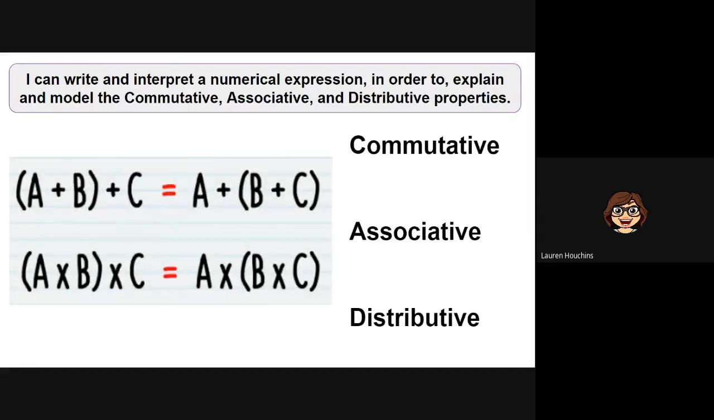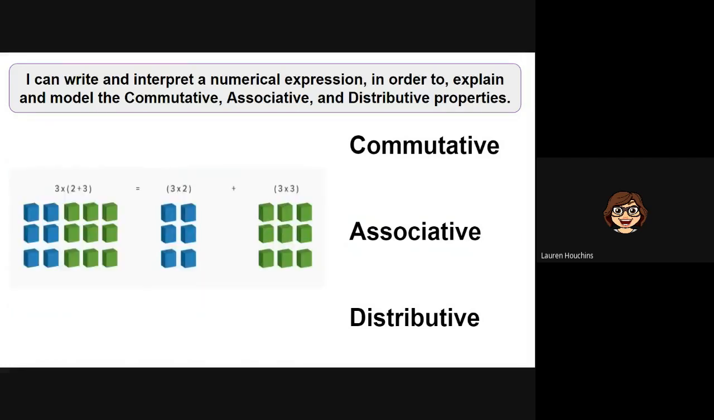So look at the picture. Think to yourself, is that commutative, associative, or distributive? This one is associative because we are just moving the parentheses. How about this problem? This problem is distributive because we are distributing the 3 to the 2 and the 3.